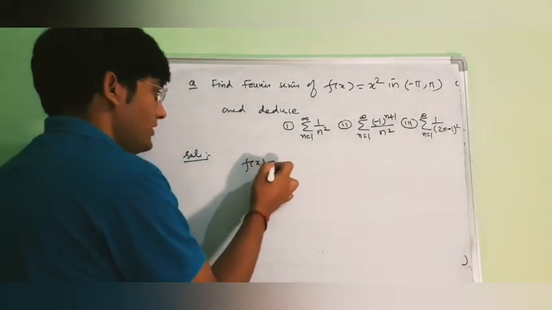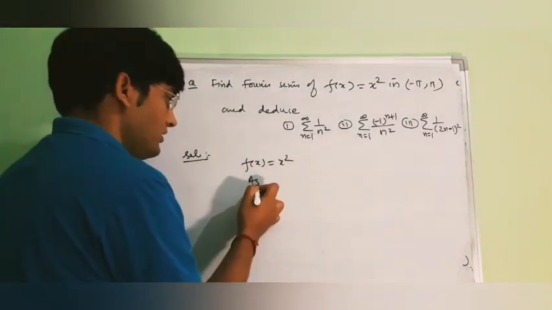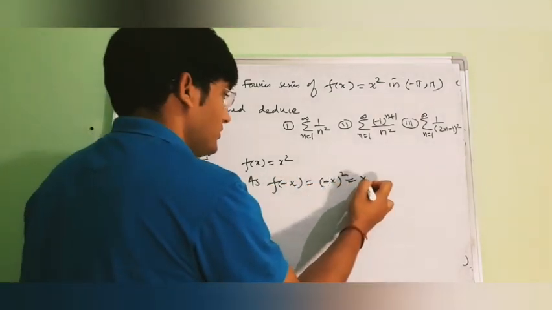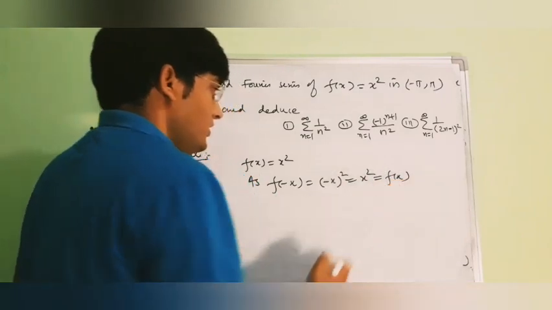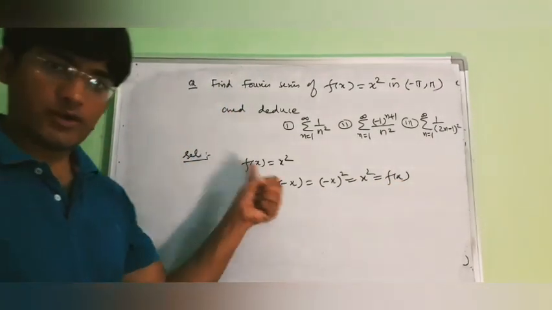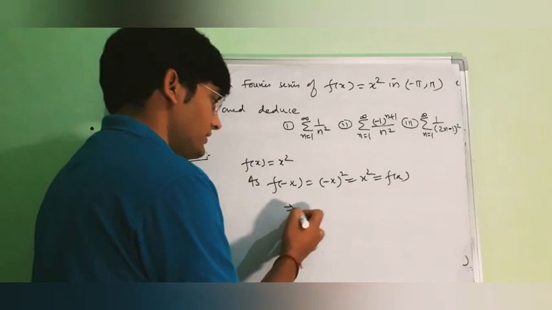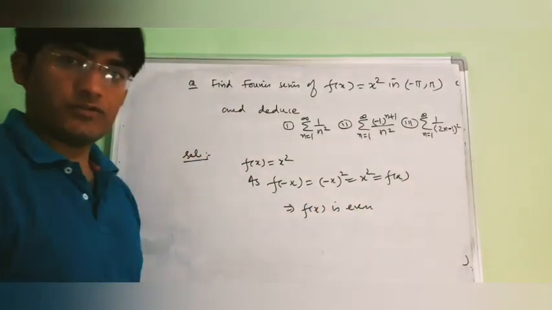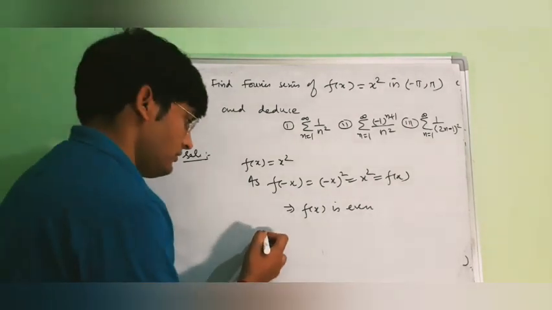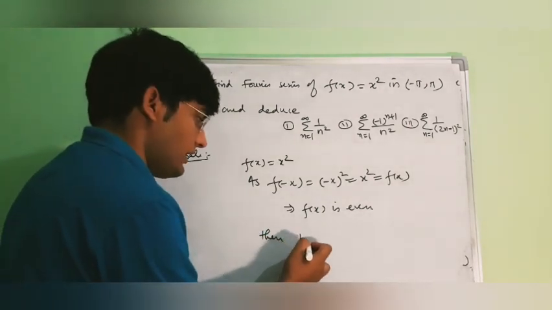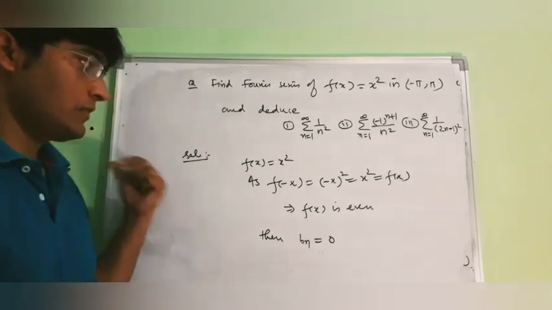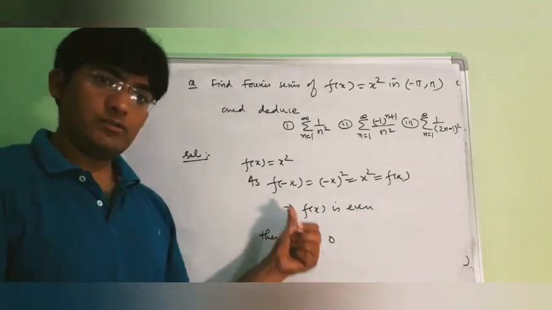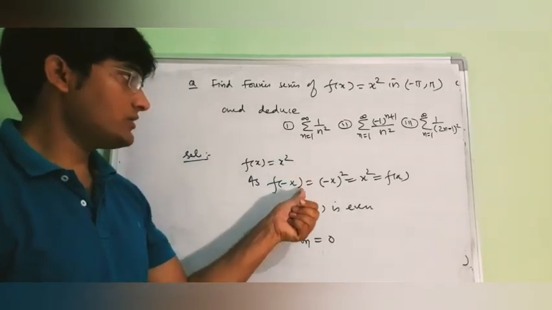f(x) equal to x square. As f(-x) is equal to (-x) whole square, which is equal to x square, equal to f(x). So it means our function is even. So this implies that f(x) is even. Now if f(x) is even, then your bn will be 0, because now we will apply the half range cosine series as the function is even.